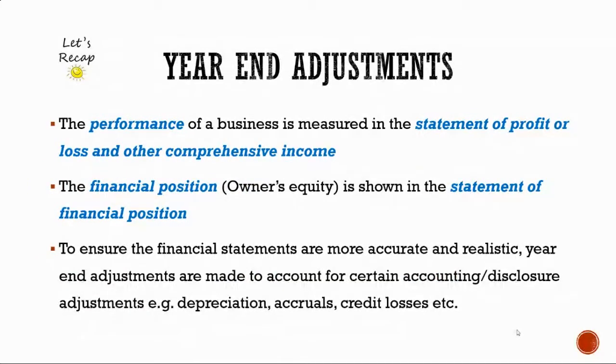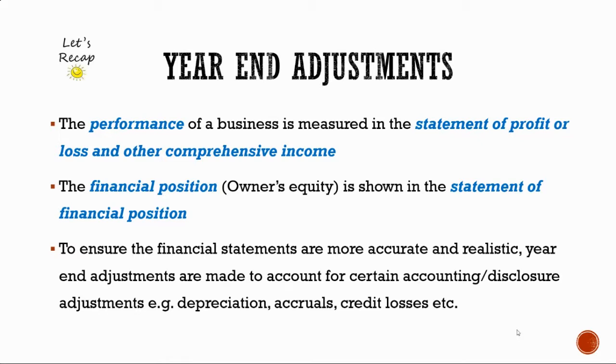Now, let's quickly recap, just to refresh your memories, what we talked about. We said year-end adjustments are there to help you work out the performance of a business in your statement of profit and loss, whereas your financial position at that specific point in time is your owner's equity. To ensure that those financials are accurate and more realistic, that is why we do the year-end adjustments. That is what we call accounting entries. So it's not physical payments or cash flow that happens.